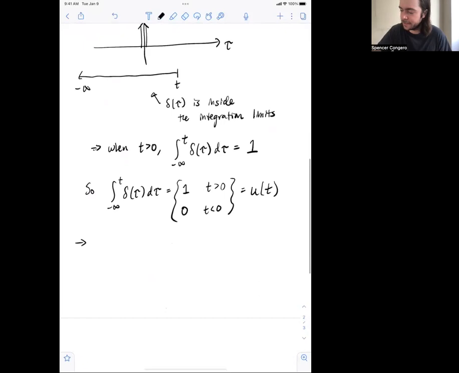Okay, and now what we can do is we can just take derivatives of both sides. That gives another alternate form of this idea, which is that the derivative of the unit step function is the delta function.